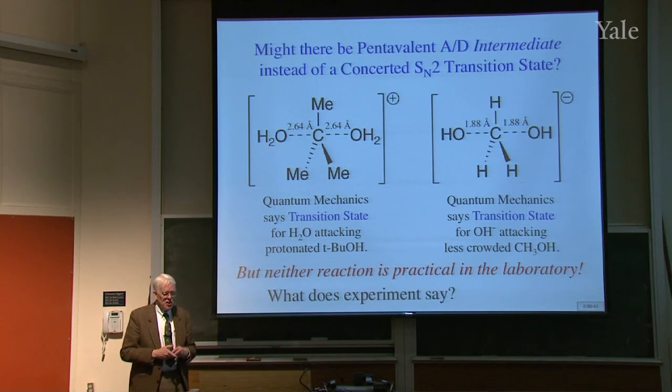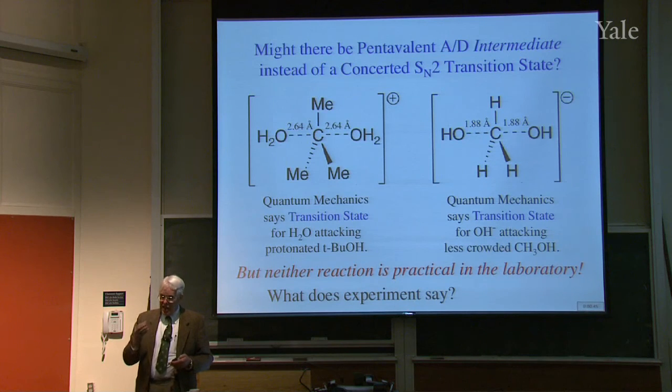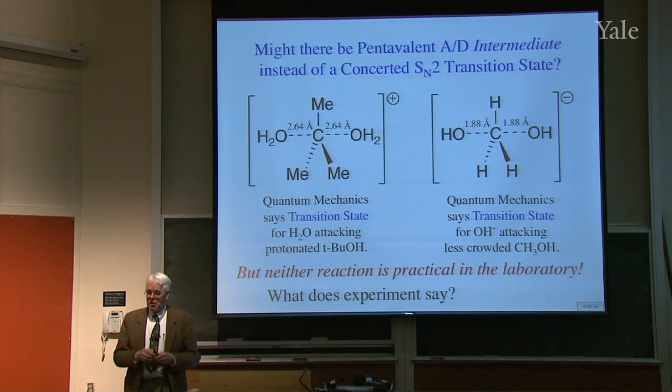So the question is, what does experiment say? Can you do X-ray studies and actually see whether there might be a stable pentavalent compound? Maybe very transiently stable, very weakly stabilized, but might that pentavalent compound be stable? So that's what we'll talk about next time, the X-ray material.